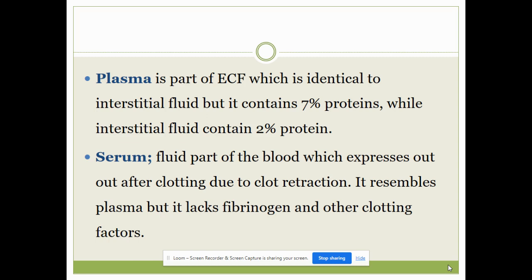Now, serum. Serum is a fluid part of the blood which expresses out after clotting due to clot retraction. It resembles plasma, but it lacks fibrinogen and other clotting factors.